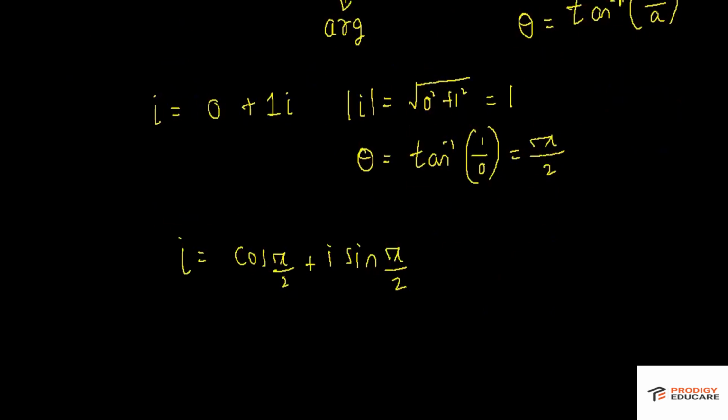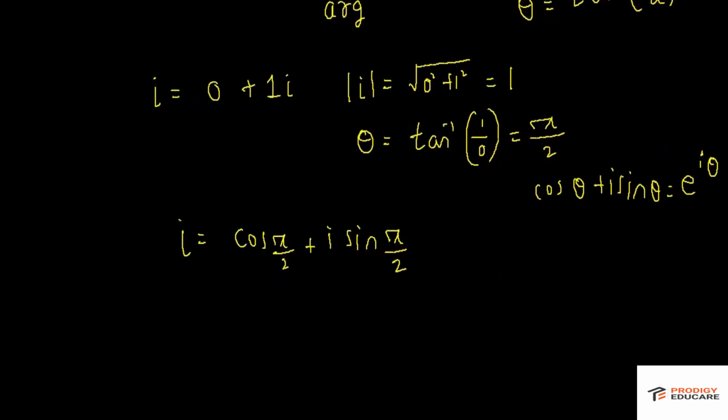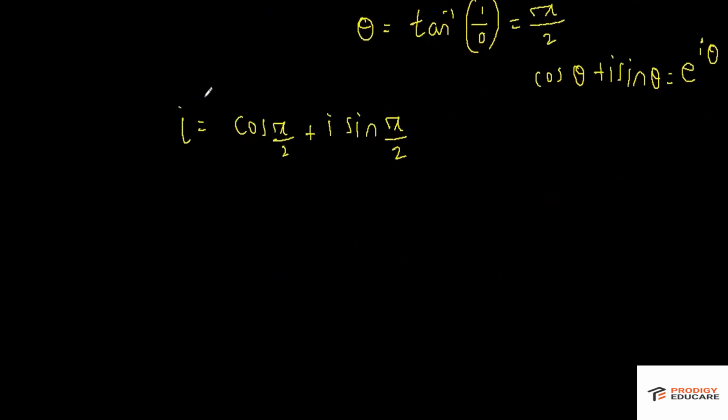Now we also know that cos theta plus i sine theta can be written as e raised to i theta, where theta is in radians. This is the Euler's identity that we have already discussed in our previous videos. So this i can be written as e raised to i times pi by 2, converted into Euler's form.